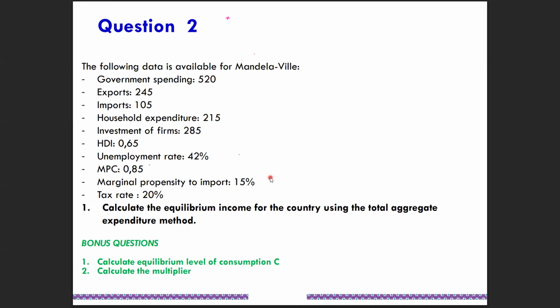Then here they're saying calculate the equilibrium income for the country using the total aggregate expenditure method. This is the method that we're using. So it's the same thing. Okay, this one might be tricky, but it's the same thing. So we are using the same method, right?